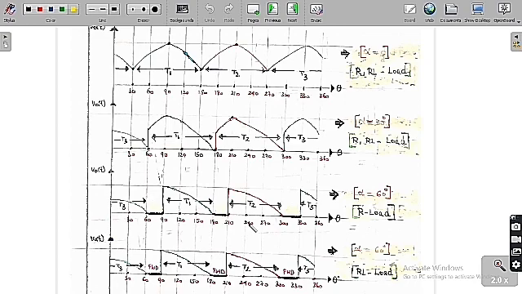Here the freewheeling diode is not conducting in these regions. There is no freewheeling diode conduction in this zero period. Whenever the voltage is equal to 0, everyone is off, but it is not a conduction of the freewheeling diode.